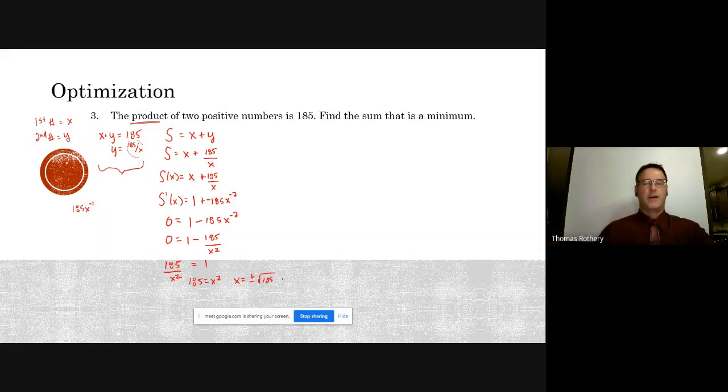Now, ask yourself, I don't think 185 square roots nicely. It doesn't, but that's okay. It just says two positive numbers, and so that means I really don't even need the negative. In this case, all I need is the square root of 185. And I'm not going to even square root it because it doesn't work out cleanly, and this is really the most exact answer.